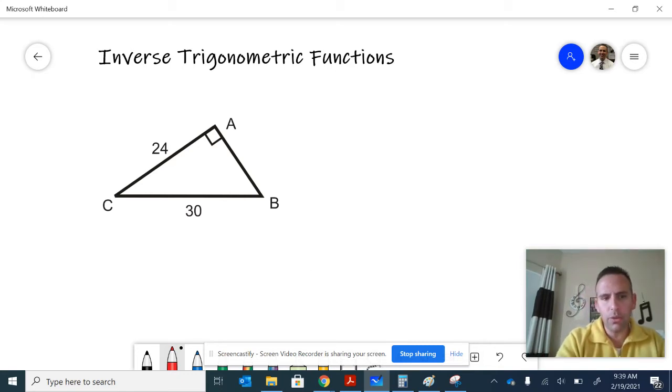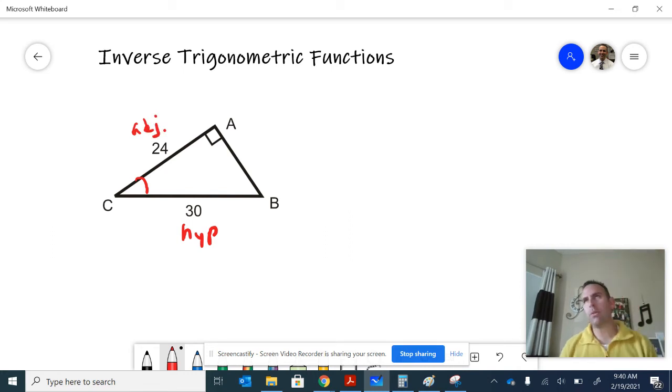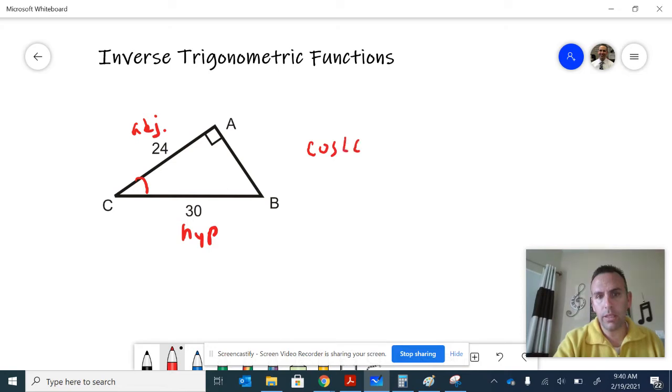I'm given the hypotenuse as a length of 30, and depending on whether I'm talking about angle B or C, 24 is either an opposite or adjacent. So let's take a look at if I wanted to find the angle measure of C first, then 24 would be called an adjacent side. So what trigonometric function uses adjacent and hypotenuse? Well, the only one is cosine. So I know that the cosine of the angle C is equal to the adjacent side, 24 divided by 30.